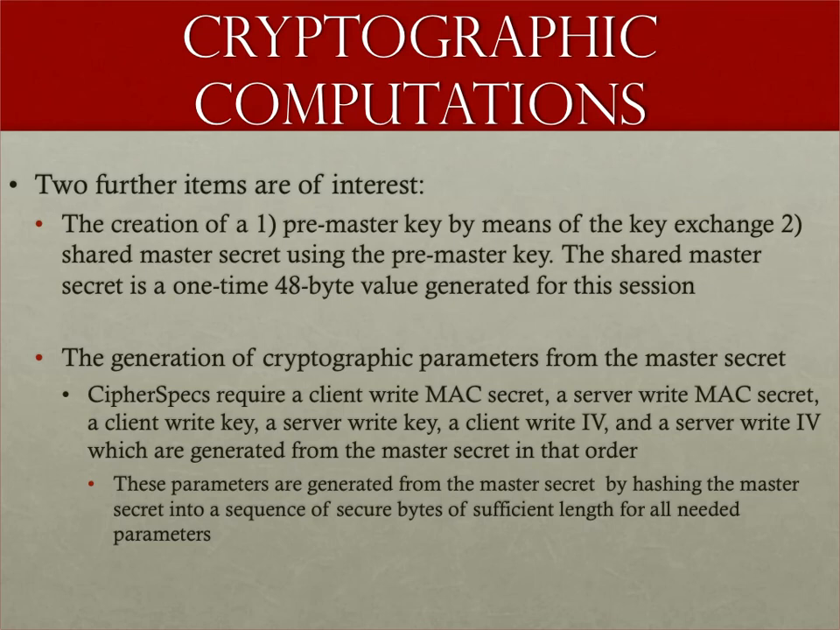So this is what's explained here. For creation we have 2 steps. We have first the pre-master key by means of the key exchange. The shared master key is of different size. So the generation of the cryptographic parameters from the master key happens using the pseudo-random function. And from the pseudo-random function we create the cipher specs, multiple specs for each connection.